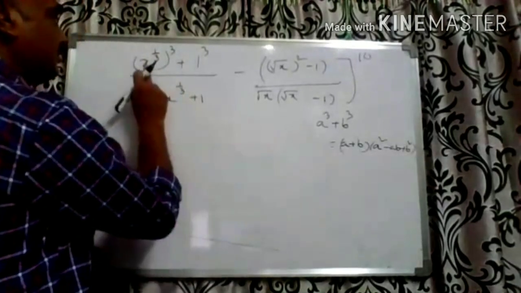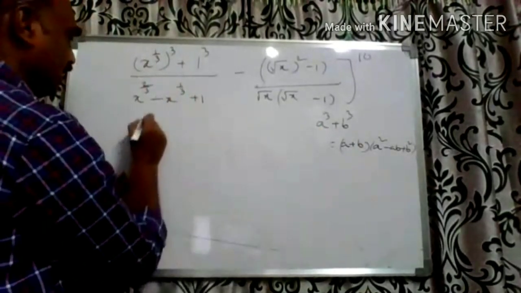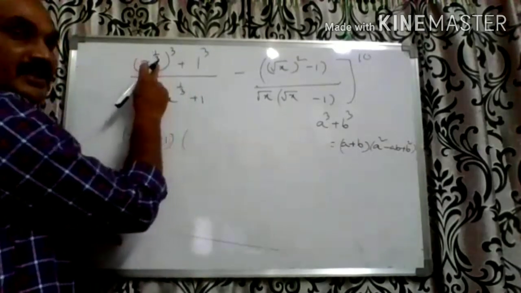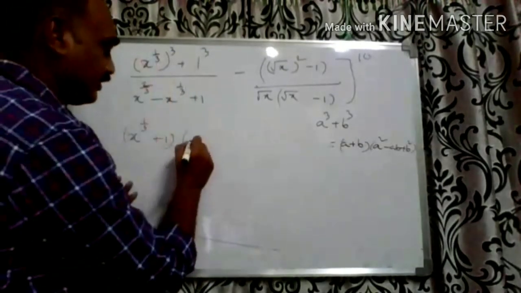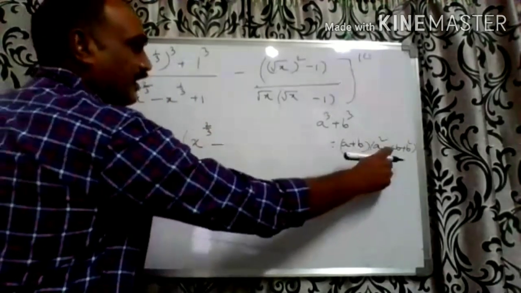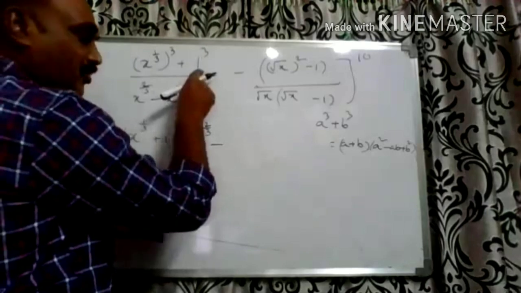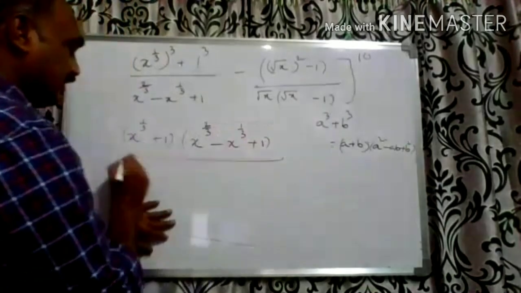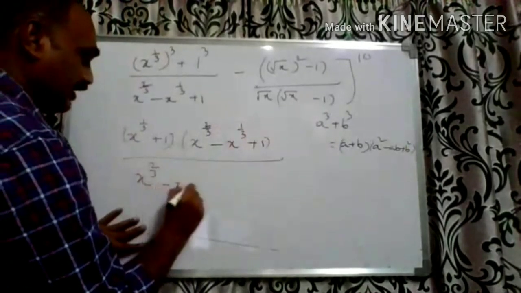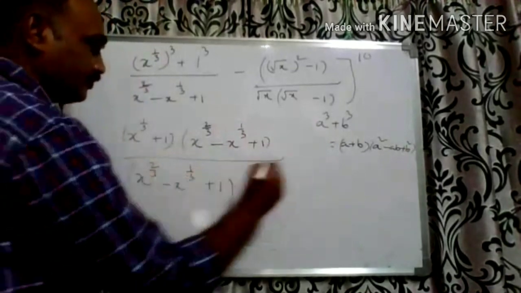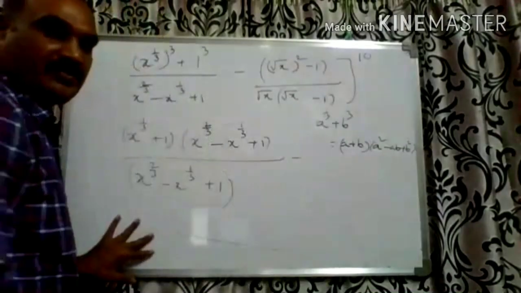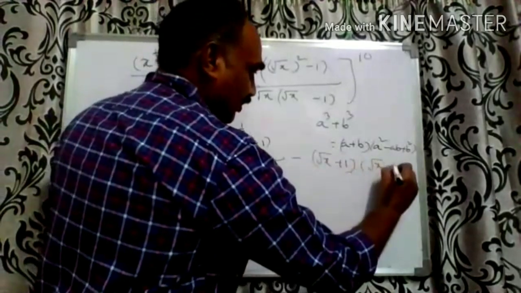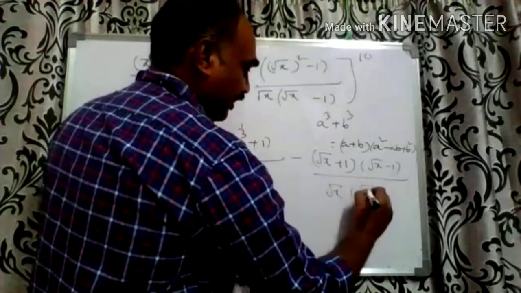So a is equal to x power 1 by 3, b is equal to 1. a plus b into a square: a square is x power 2 by 3, minus ab is x power 1 by 3, plus b square is 1. And in the denominator, a square minus b square is equal to (a plus b) into (a minus b), so (root x plus 1) into (root x minus 1) by root x into (root x minus 1).